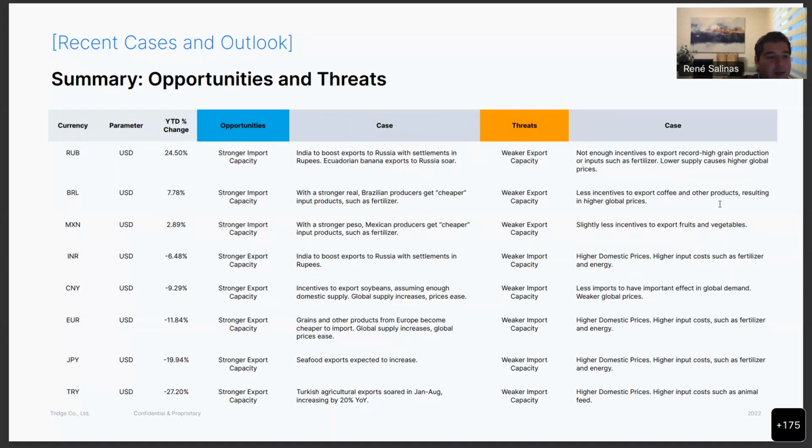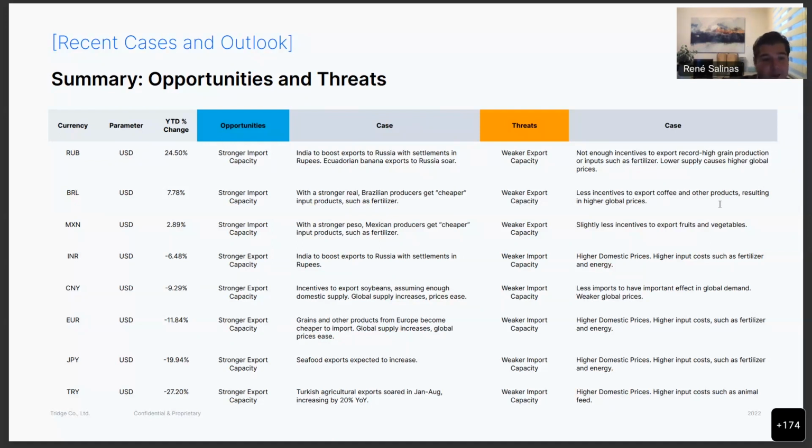Now let's talk about the Japanese yen, which has depreciated almost 20%. No, sorry, not year over year, year to date. So there's a stronger export capacity. For example, seafood exports are expected to increase in Japan. But there's also a weaker import capacity. As in the case of Europe, there are higher domestic prices and higher input costs, such as fertilizer and energy as well.